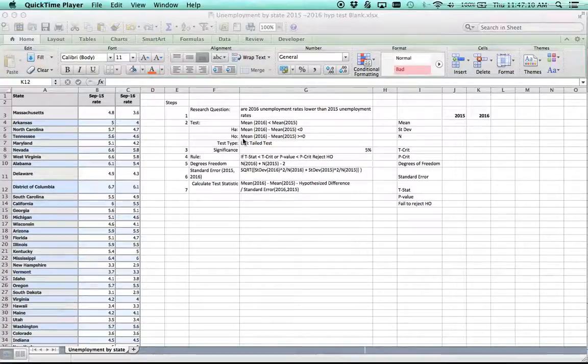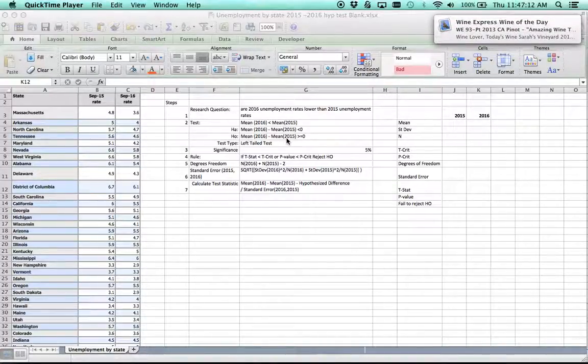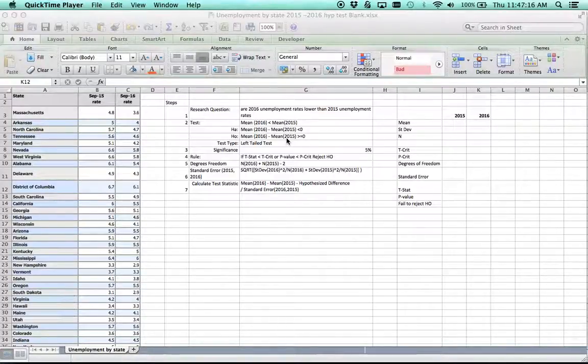The null hypothesis, then, the one that we're actually going to test and see if we can reject, is that the 2016 mean minus the 2015 mean is greater than or equal to 0. And so that's what we're fundamentally testing.